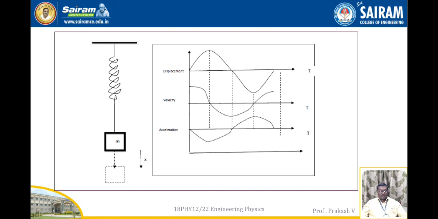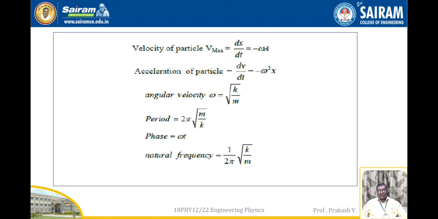In the next slide, I am going to give you the information about the velocity of the particle, given by V max is equal to dx by dt, that is equal to minus omega into a, and the acceleration of the particle is equal to dv by dt, that is equal to minus omega square into x. The angular velocity omega is equal to square root of k by m, and the period of oscillation, capital T, is equal to 2 pi into square root of m by k. The phase of the wave is given by omega into t. Further, the natural frequency is equal to 1 by 2 pi into square root of k by m.